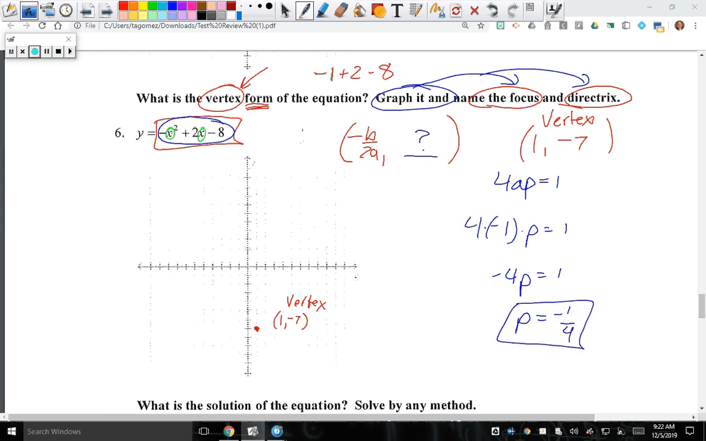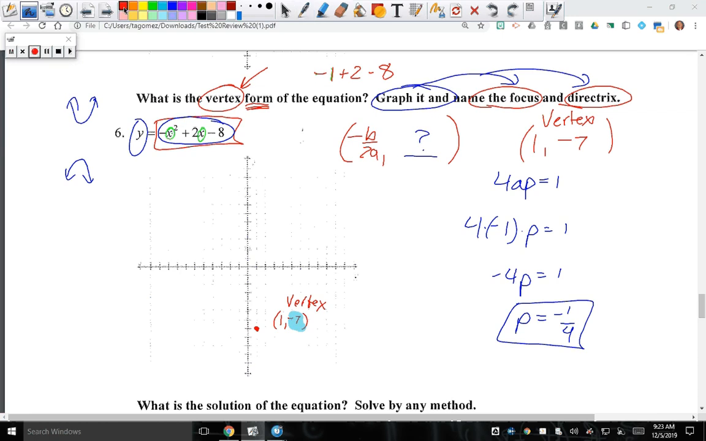Okay? Negative means it's either going to go left or down. This was a vertical parabola because it's y equals x squared. So from this vertex, we're going to go downward, and we're going to go down negative 1/4. Are you with me? So if I go further down from the negative 7 that I'm at right now, let me try that again. Am I going to subtract a negative 1/4 or add negative 1/4? I'm going to add negative 1/4.